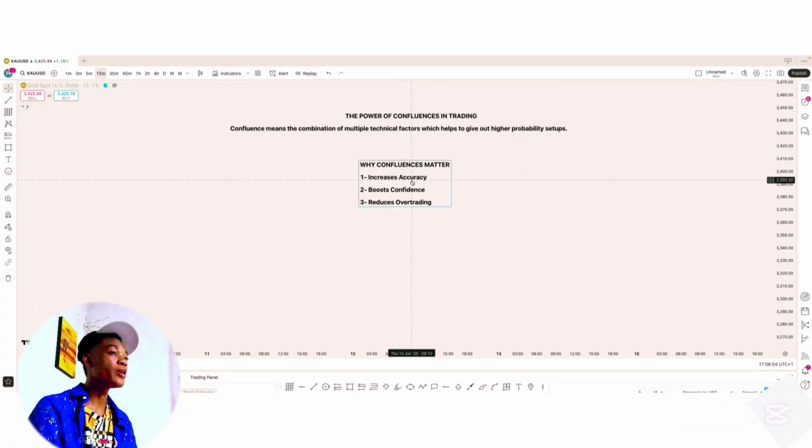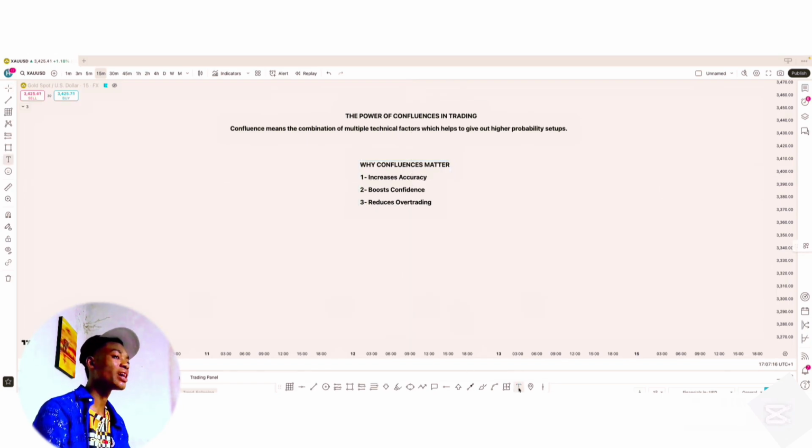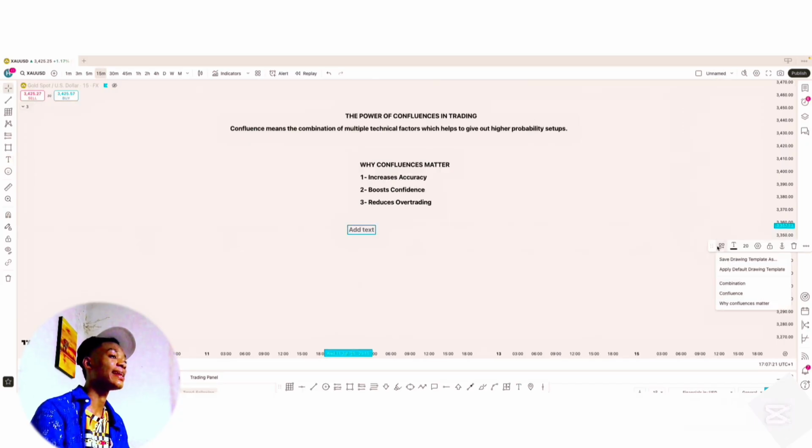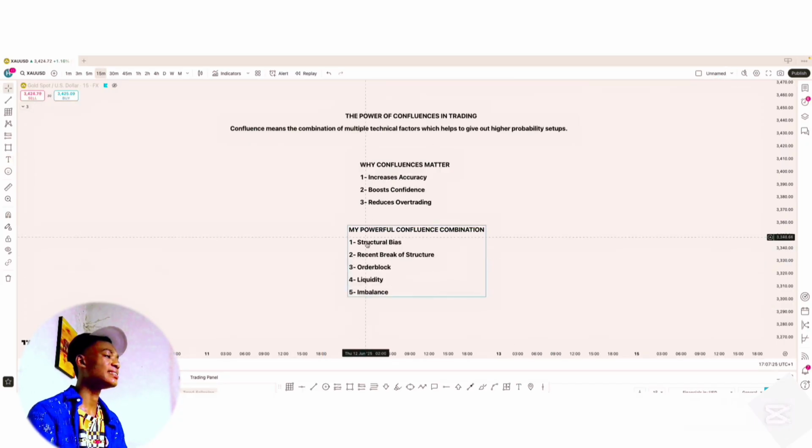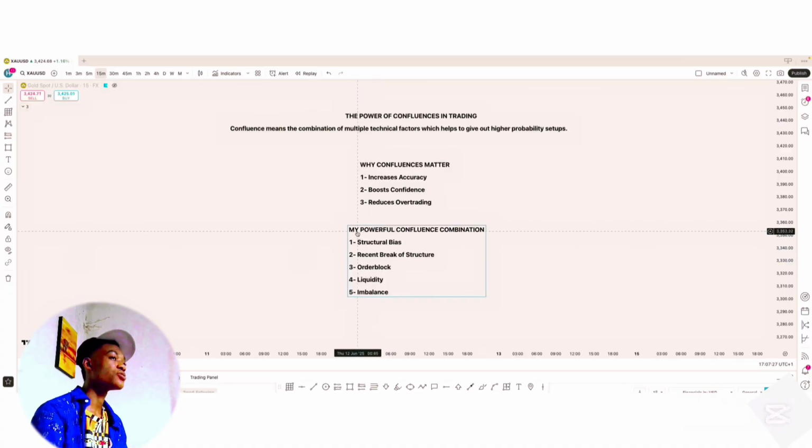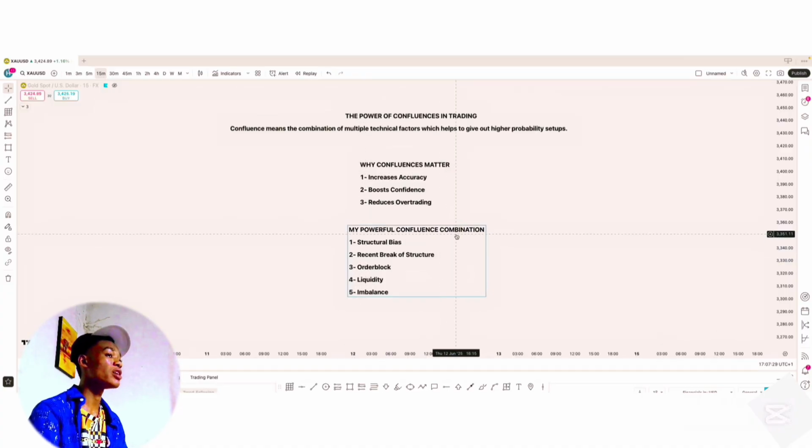The list of confluences you should have are technical factors that you have tried out and noticed that they work. All you need to do is look out for them all the time whenever you are looking at the charts. Patiently wait for them to show up, and whenever they show up, don't hesitate. Take your trades. So I want to quickly show you my own combination, the confluences I look out for whenever I take a trade. As you can see, I named it my powerful confluence combination.